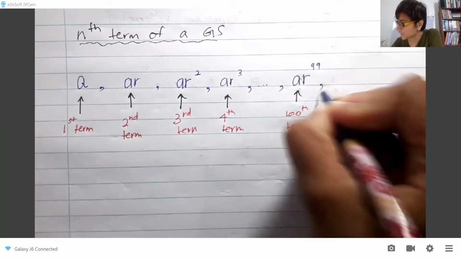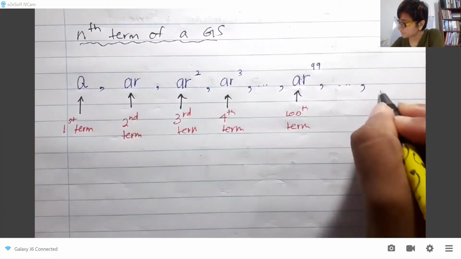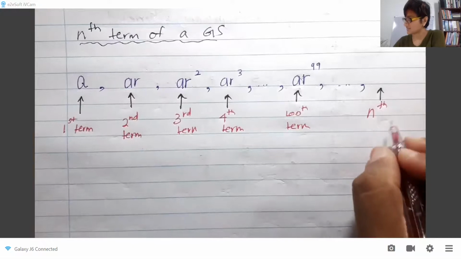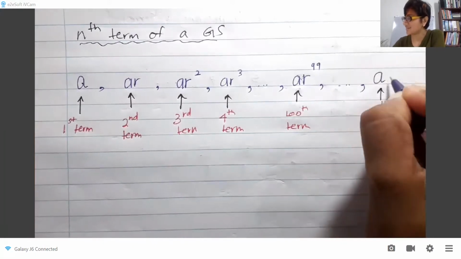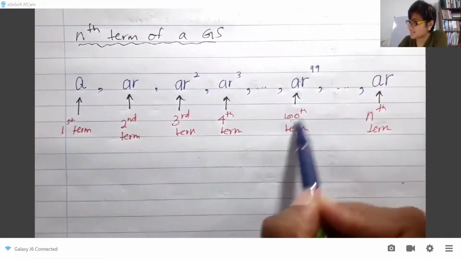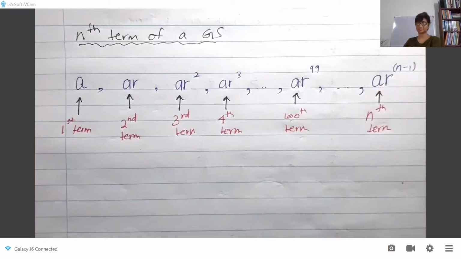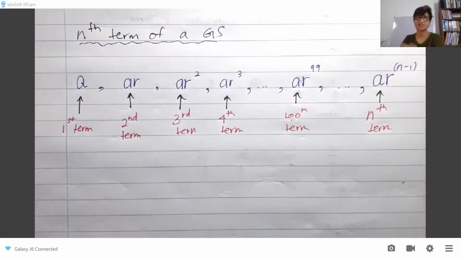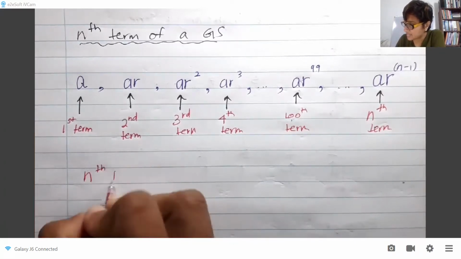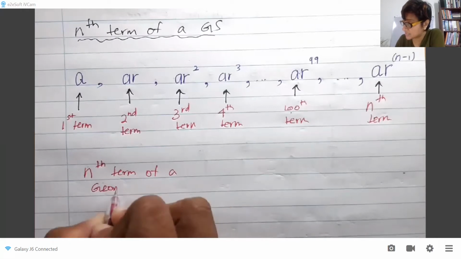And then you can now think of, what if I want the nth term? How would that go? If this is the nth term, where n can be any number I want, it would be a r to the power of n minus 1. So if this is 100, power is 99. If we want the nth term, power must be n minus 1. So that gives you a way to write a formula for the nth term of a geometric sequence. So let's write it. Nth term of a geometric sequence.